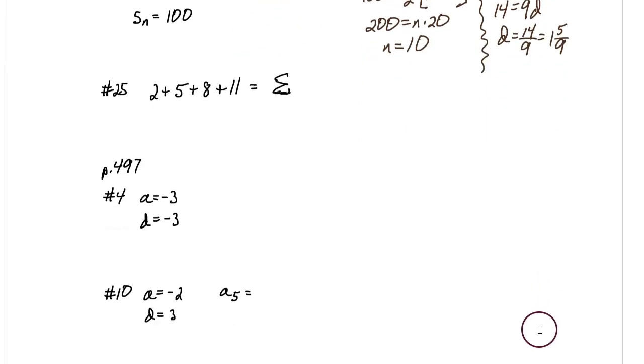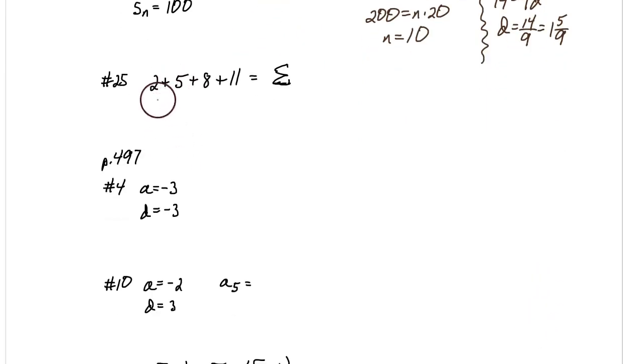For number 25, we're given a series. And notice you're adding 3 every time, so this is an arithmetic series. We're asked to write it using the summation notation, the sigma notation. Choose some variable to be your index. It's common to pick I or J or K, but you really can use any letter you want to. And choose a number to start with. I'm going to count from 1 through 4 because I have 4 terms.